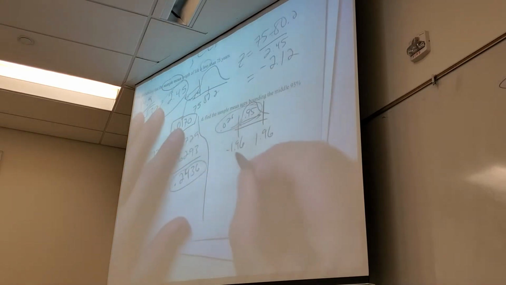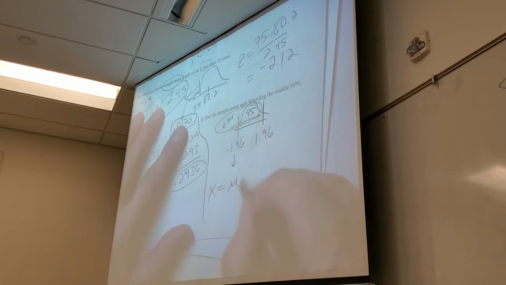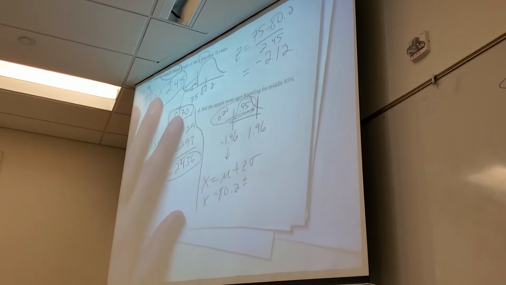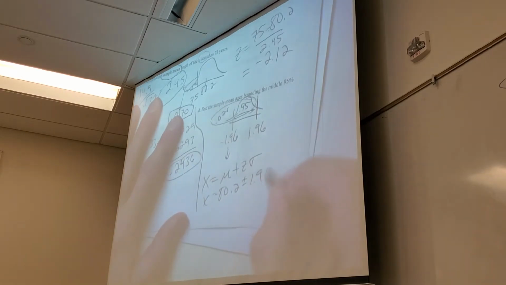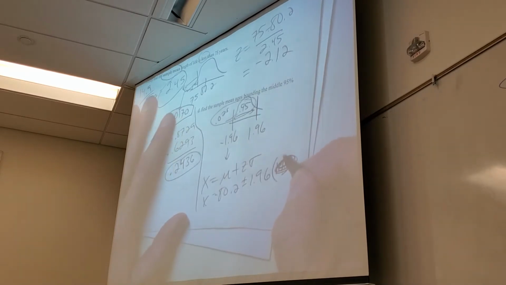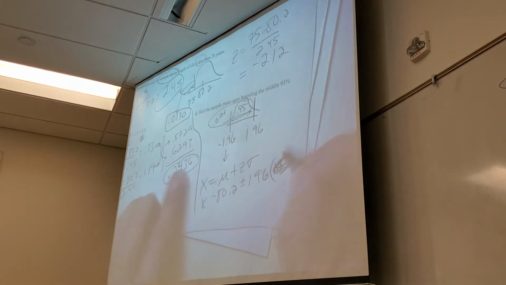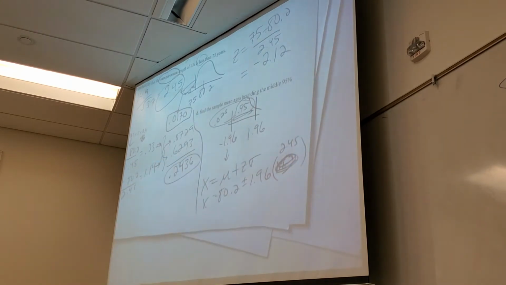Now I just got to make these into raw scores. Mean plus a sigma. So I get 80.2 plus or minus. Is that okay if I do that? 14.9 divided by, in fact, I'm not going to put 14.9. What goes in here? 2.45. Yeah, 2.45. I was going to put 14.9 divided by the square root, but we already know what it is.